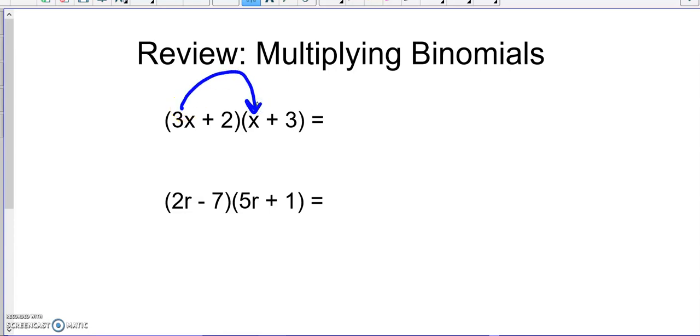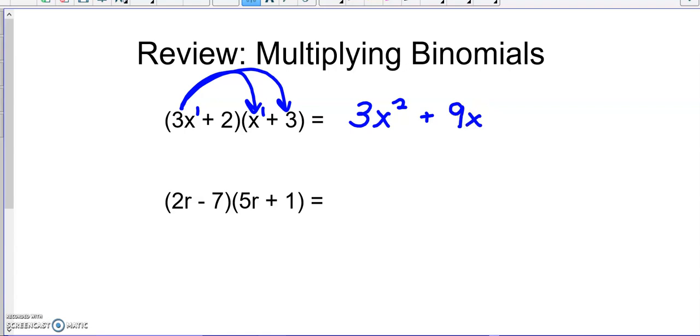So my 3x has to multiply by my x, so I'm going to have 3x squared because I'm adding these 1 exponents on my x's. My 3x also has to multiply by my 3. 3 times 3 is going to be 9.